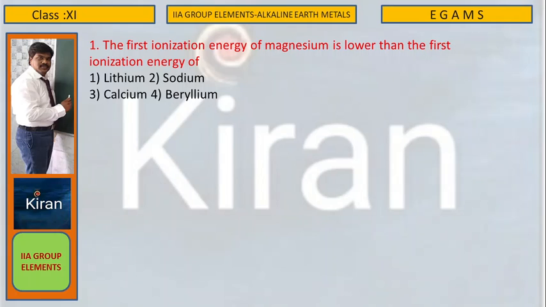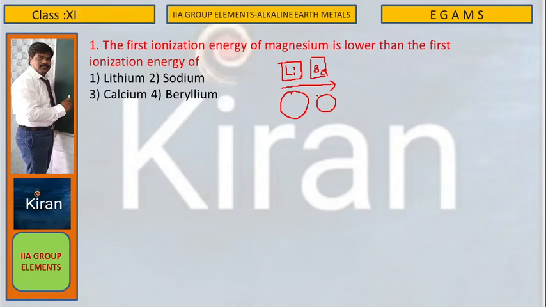The first ionization energy of magnesium is lower than the first ionization energy of lithium, sodium, calcium and beryllium. Which is the correct option for this? Let us see here. Lithium, after that beryllium will come. Lithium is a 1A group element, beryllium is a 2A group element. From left to right, atomic size decreases.